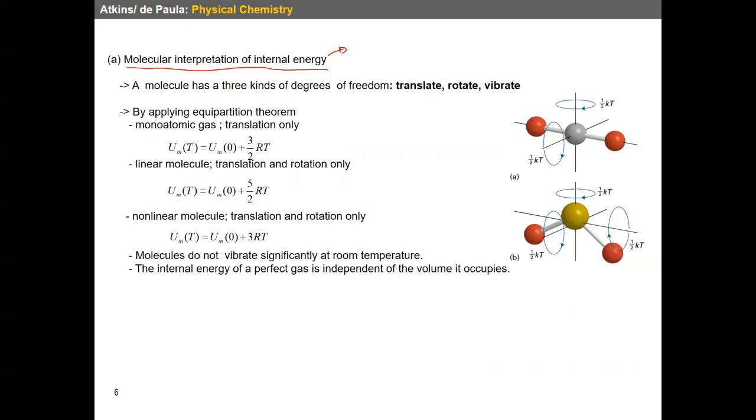The start of this molecular interpretation is the degrees of freedom. The molecule has three kinds of degrees of freedom: translate, rotate, and vibrate.